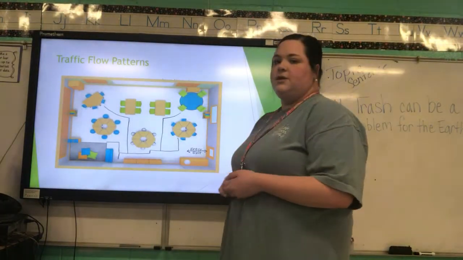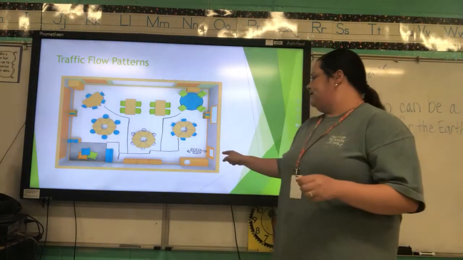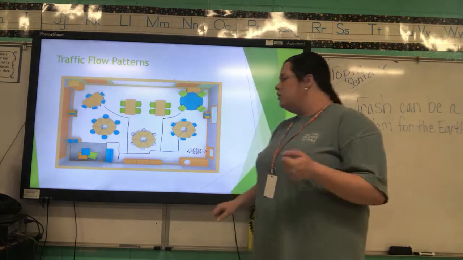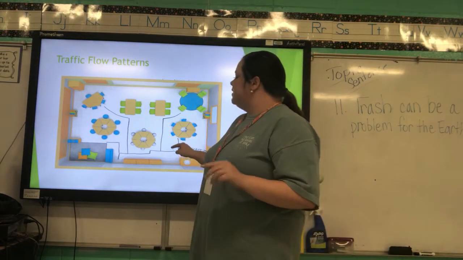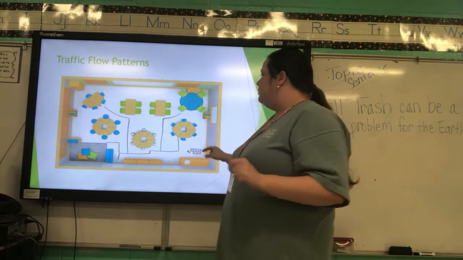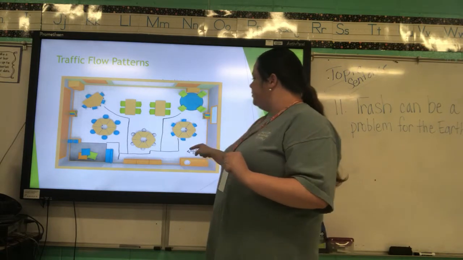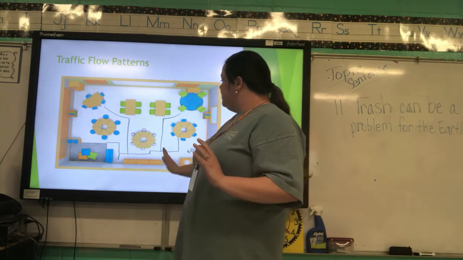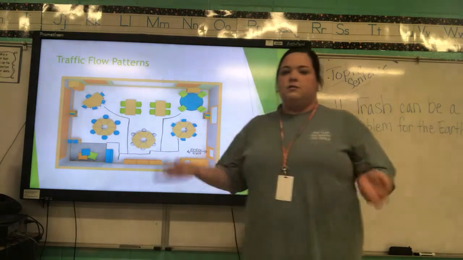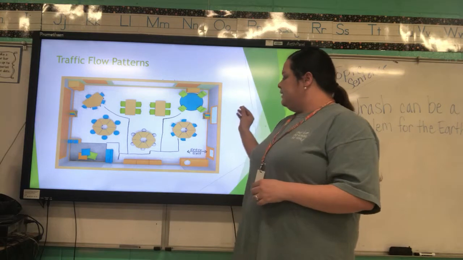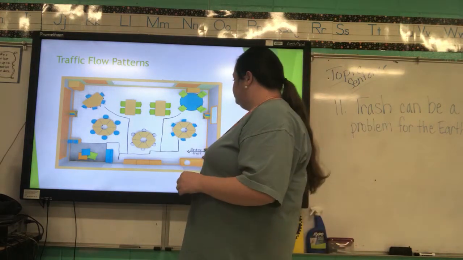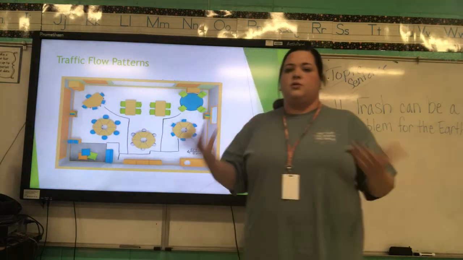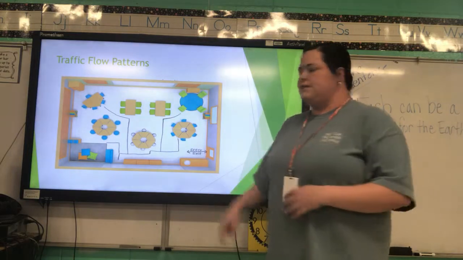So next, this is just our traffic flow pattern. We have the enter and the exit. We only have 1 door. So they'll enter to go to whichever station. If they're going to the back tables, they can either go this way and up or into here and up, just depending on where they're headed. But the exit is back to the entrance. There's only one way in and one way out of our classroom.